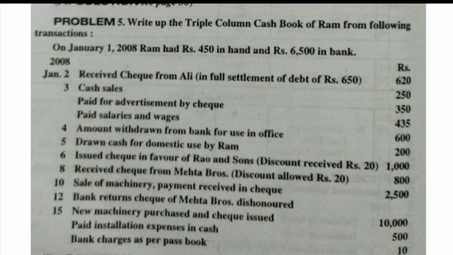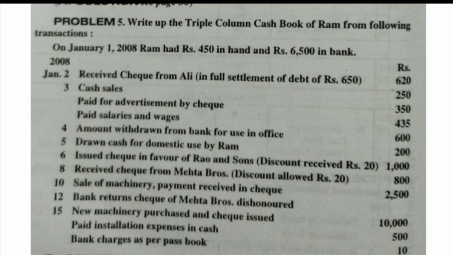So here on the dishonor of the check, we will return the check to the Mehta Brothers, right? So debit the receiver: Mehta Brothers account debit to bank account. What is the amount? 800. So Mehta Brothers account debit 820 to bank account 800 to discount allowed. We have allowed discount to Mehta Brothers. So now we need to reverse the transaction, which we recorded previously. So Mehta Brothers account debit 820 to bank account 800 to discount allowed 20.